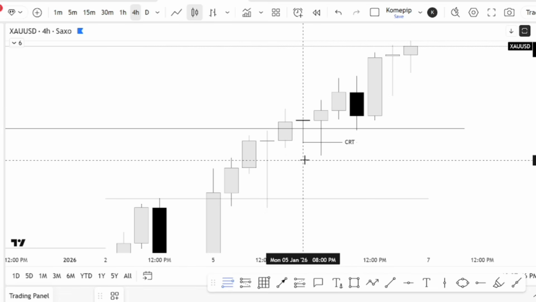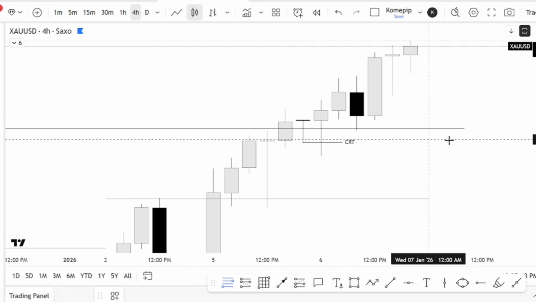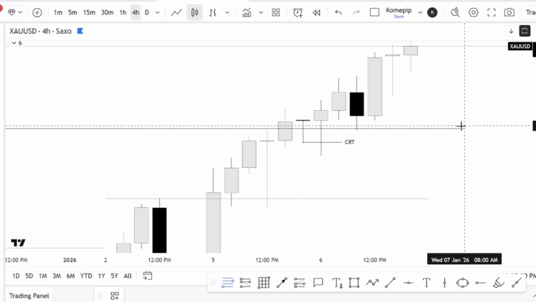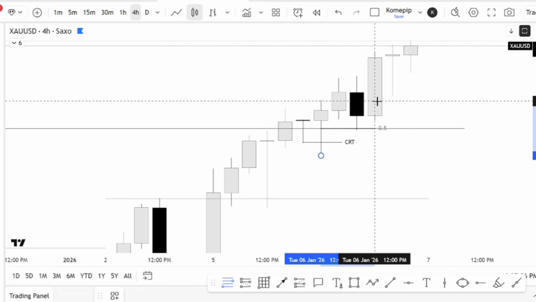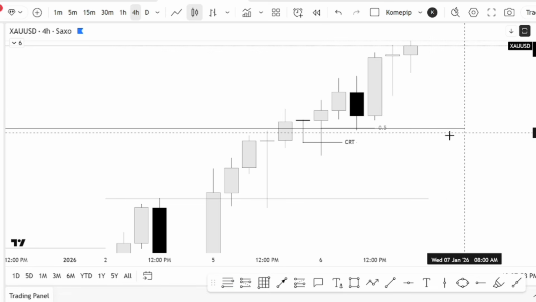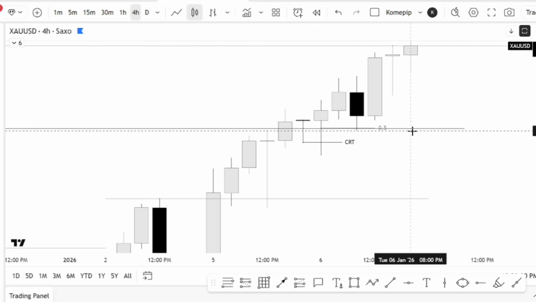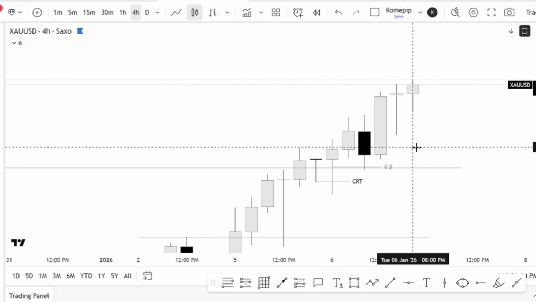Now, I have a CRT here and I have a mitigation of higher time frame MSN arrow key level. And of course, what do I have? I have a 50% in line with that MSM arrow key level. So this is telling me one thing. It is telling me that the buyers are still in control.